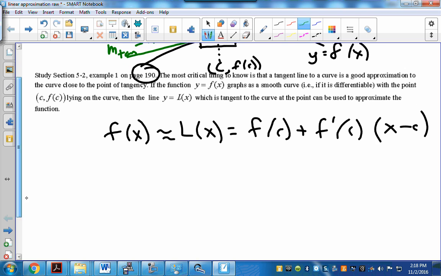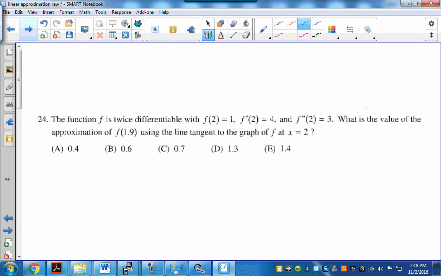Let's look at a couple of examples. This is one that I found on a released AP test. The function f is twice differentiable. It's sort of hard to see what this says. Let me rewrite it up here. F of 2 is supposed to be 1. F prime of 2 is supposed to be 4. And F double prime of 2 is supposed to be 3.